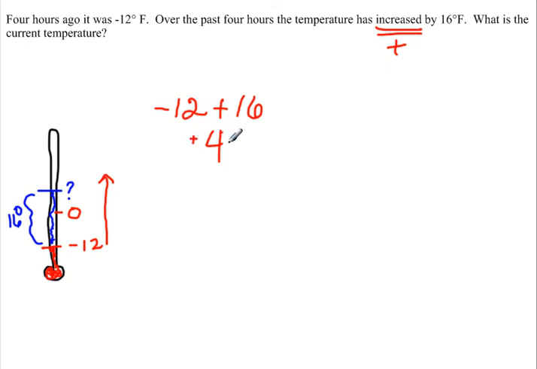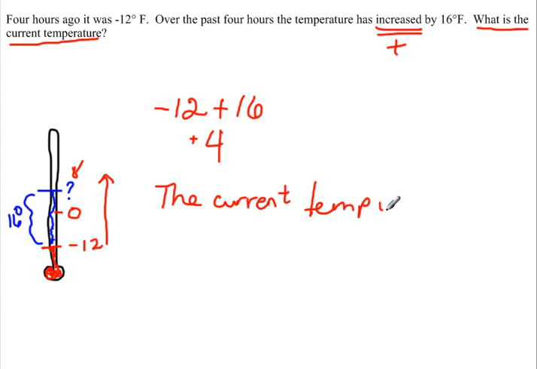Now we have to remember what that 4 was. What was the question we were answering? The question was, what is the current temperature? Remember, that was our little question mark there on our thermometer. So now we can write a sentence that states our final answer. The current temperature is positive 4, and we want to be sure that we say that that's in degrees Fahrenheit so somebody doesn't come along and think that that was in degrees Celsius.